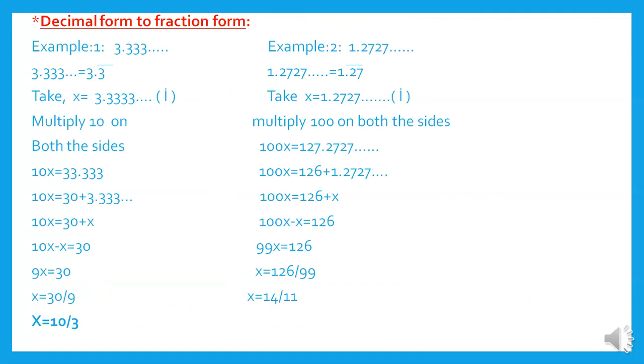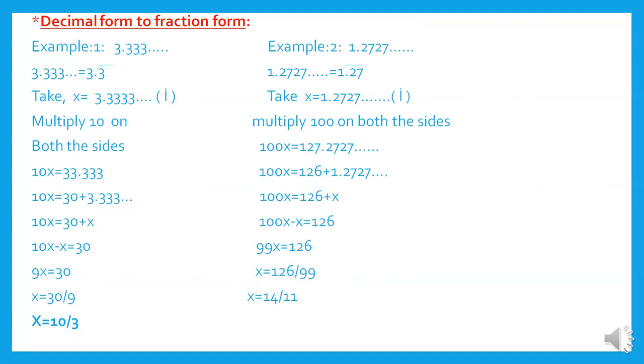3.333 is equal to 3.3 bar. It means the period of the decimal number is represented below the bar. Next, take x is equal to 3.333 as equation 1. This equation you can multiply by 10 on both sides. If one decimal digit is there below the bar, you multiply by 10.